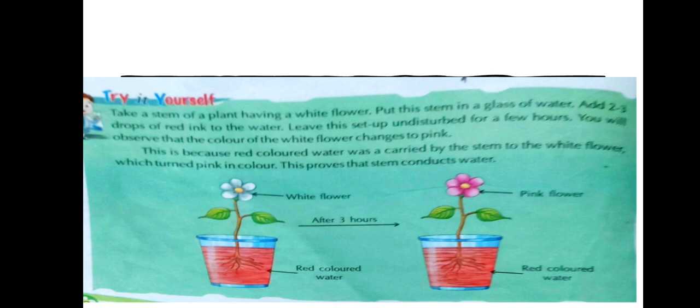As we had read earlier, stem conducts water and minerals which are absorbed by the root to the different parts of the plant. The same thing we can see by doing this activity. When we put some red color into the water, it becomes red, and after some time the stem takes the water to the different parts of the plant, including the flower. So the color of the flower changes and it turns pink. So it proves that stem conducts water.